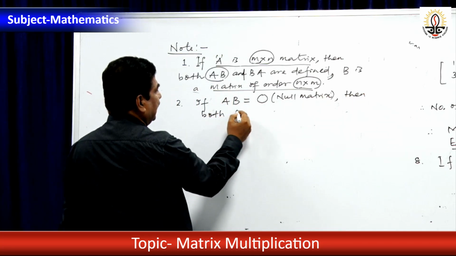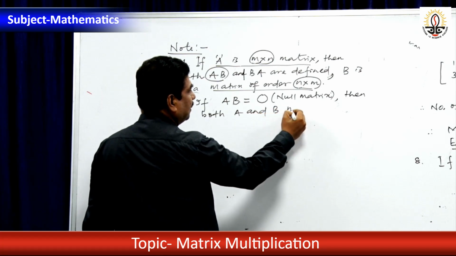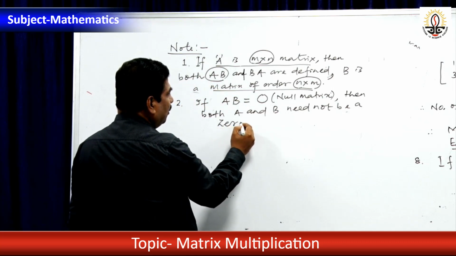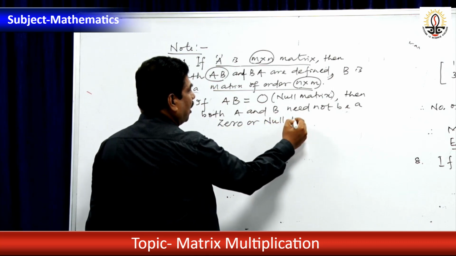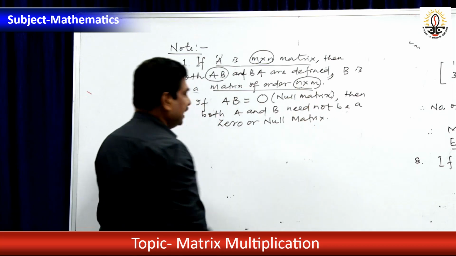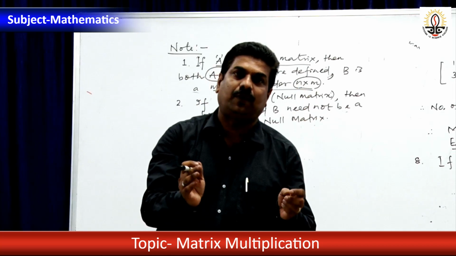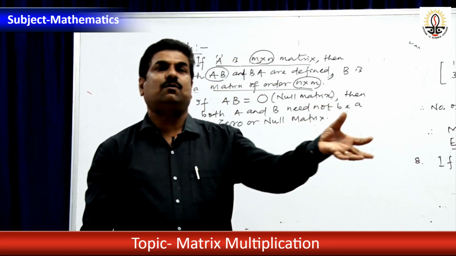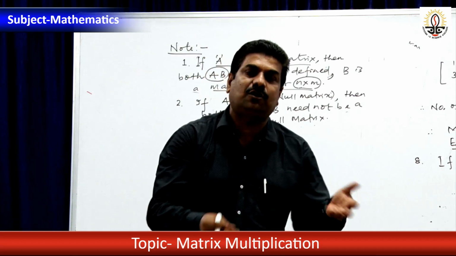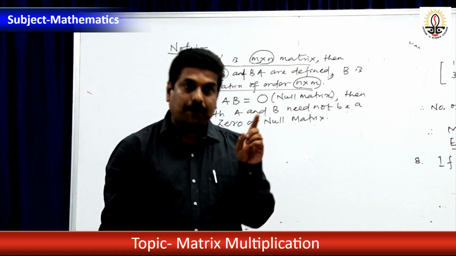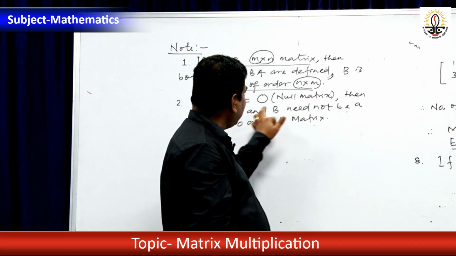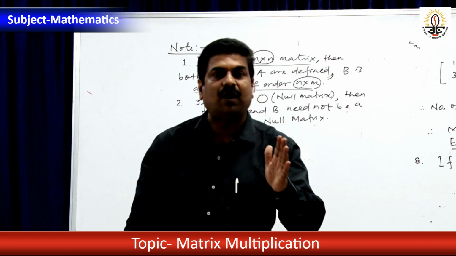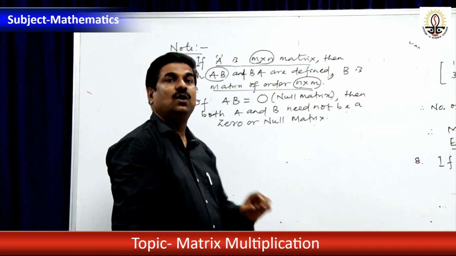both A and B need not be a zero or null matrix. The product AB being zero is obvious if A is a null matrix and B is a null matrix, then their product is a null matrix. But here you see, both A and B need not be null matrices, and then also the product of AB is equal to the null matrix.